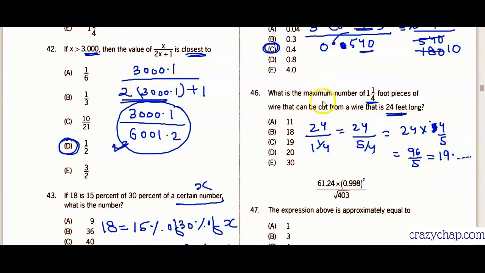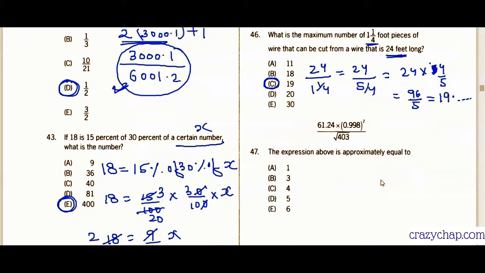Let's have a look at number 47. With this expression, we have to approximately calculate that. Okay. Now 61.24, let's keep it as 61 times 0.998. I am writing it as 1 square, right? 1. I'm just approximating. Square root 403, I'm writing it as square root of 400. So it is nearly 61 over 20. Square root 400 is 20. So 61 over 20 is somewhere nearly equal to 3. Option B should be the correct answer.